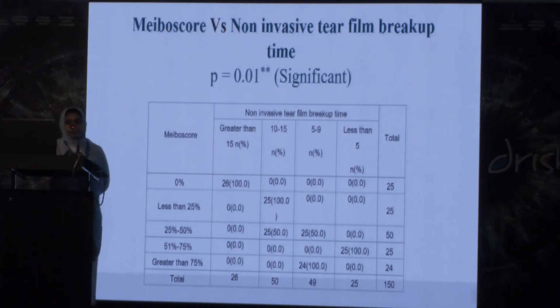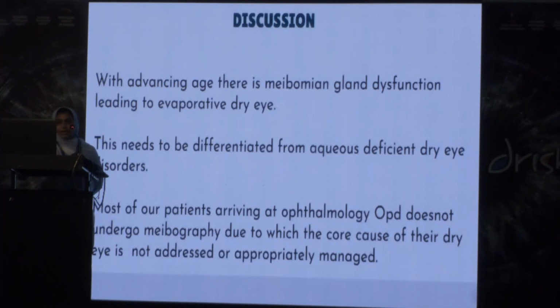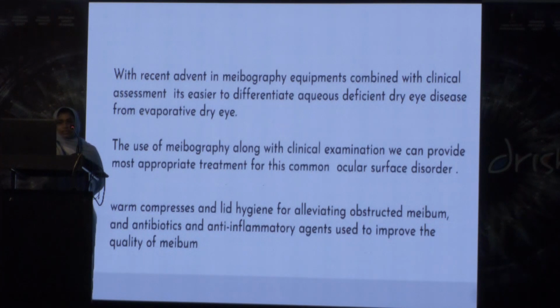So when we compared MEBO score and non-invasive tear film breakup time, it was directly proportional. And we have to note that with advancing age, there is meibomian gland dysfunction leading to evaporative dry eye. And what we have to include in our day-to-day practice is that they have to undergo a meibography to differentiate the root cause. With the recent advent in meibography equipment and clinical assessment, we have to differentiate aqueous from evaporative dry eye disorder.